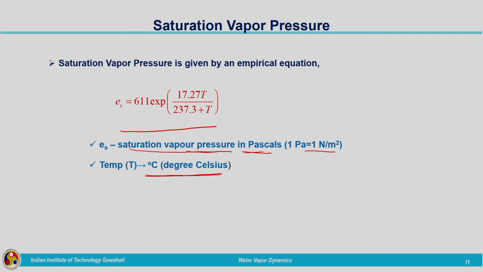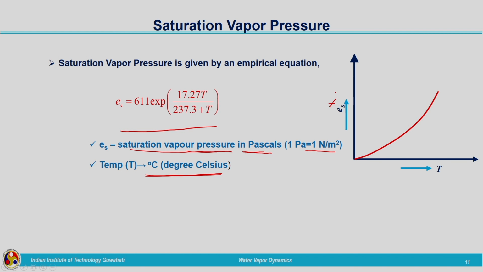Now, how will the curve look? The curve which is representing saturation vapor pressure is given by this figure. In this, saturation vapor pressure is plotted along the y axis and the temperature is plotted along the x axis. This is a curve with saturation vapor pressure versus temperature. ES is in Pascal and T, temperature, is in degree Celsius.